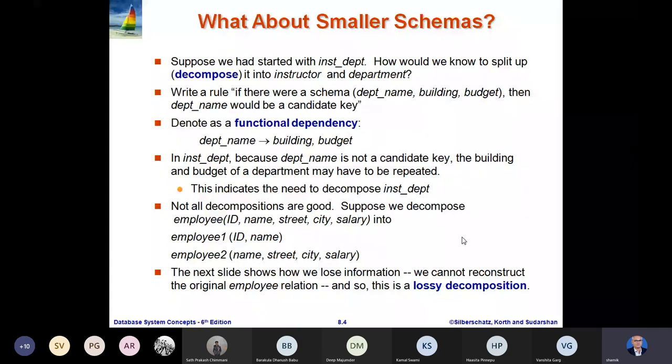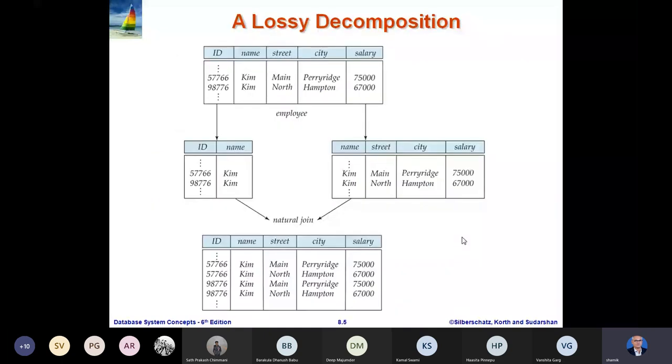Suppose there is this relation employee, where there is this ID, name, street, city, and salary, where we decompose employee into employee1 with ID and name, and employee2 with name, street, city, salary. You will see that we lose information, and such types of decomposition are what are known as lossy decomposition. So let us understand what we are trying to talk about here.